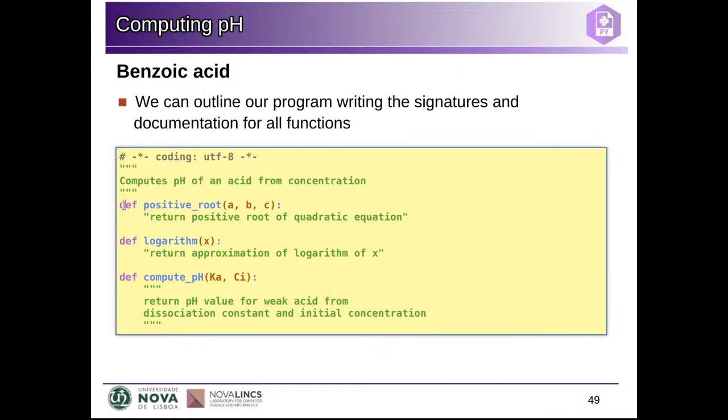So the signature is basically this first line. And for the positive root, we have this quadratic equation that has a, b, and c, so we can call it that. The logarithm of x, we can have this argument x, and we return the logarithm. And then when we want to compute the pH, we need the constant, the dissociation constant, and the initial concentration.